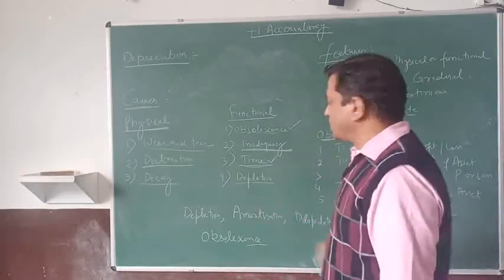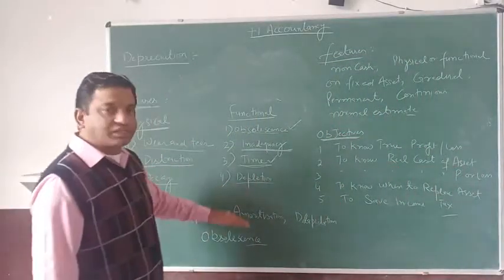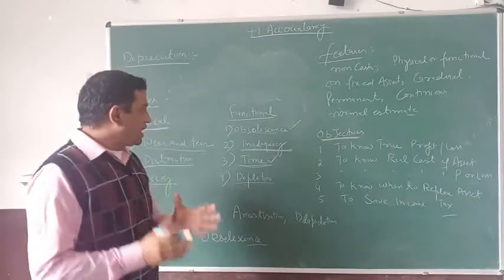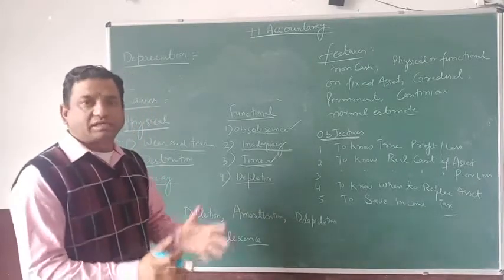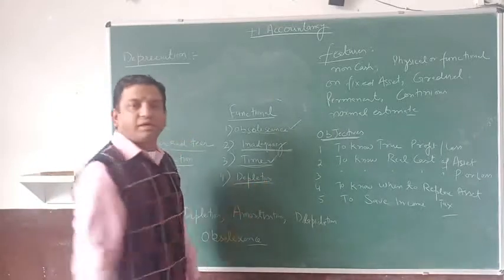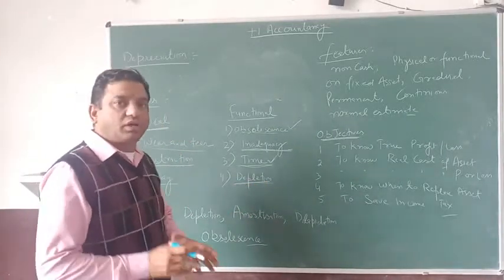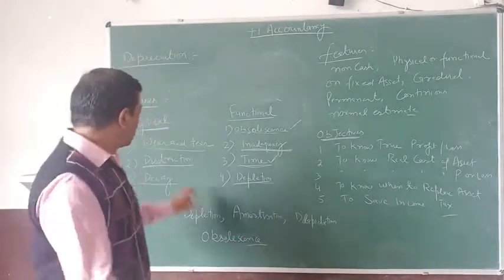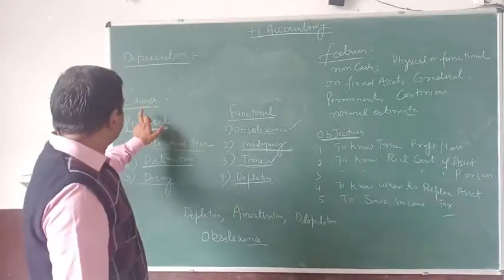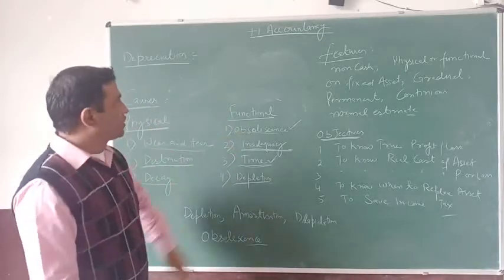The last is depletion. Depletion means when we use any asset, we take the advantage of that asset more and more. And when we take more and more advantage from that asset, then the efficiency will decrease because of the continuous depletion of the asset. These are the two reasons for depreciation. One is physical and second is functional.